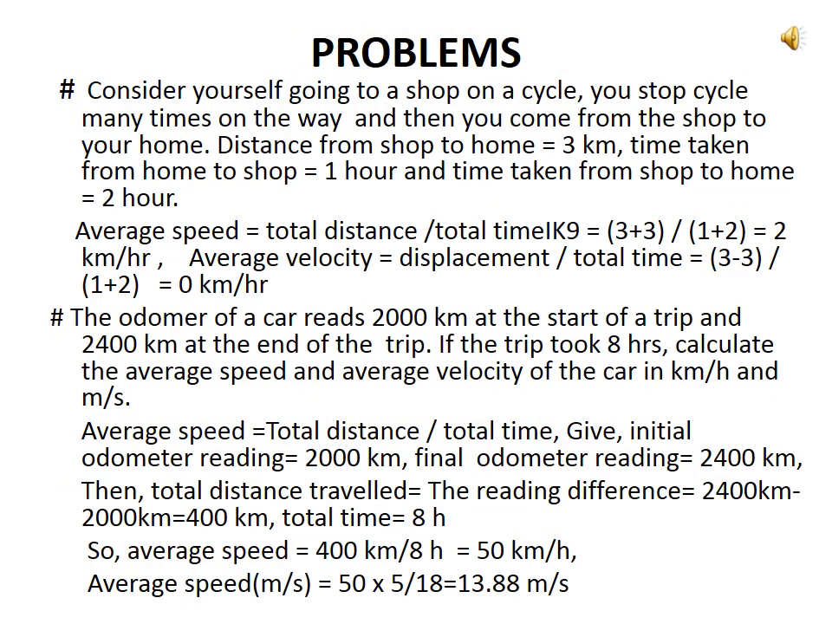Let us discuss some problems. Consider yourself going to a shop on a cycle. You stop the cycle many times on the way and then you come from the shop to your home. These data are given: distance from home to shop is 3 kilometers. Time taken from home to shop is 1 hour and time taken from shop to home is 2 hours. What would be the average speed and average velocity?